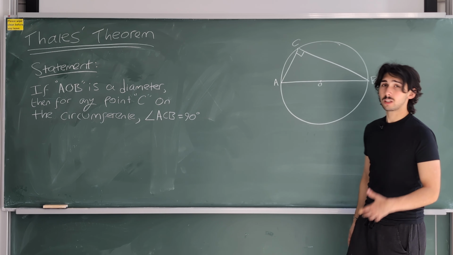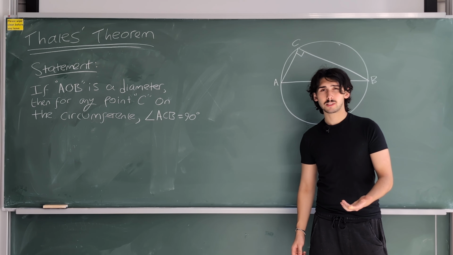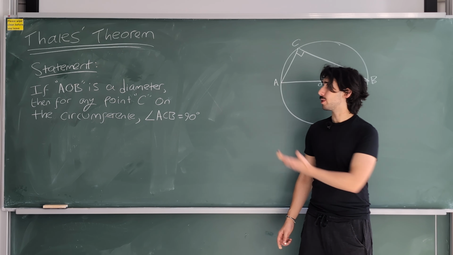So it is Thales that allegedly did come up with this. Some people say that Pythagoras came up with this, but it's not called Pythagoras' theorem because that is already taken. So we call it Thales' theorem.